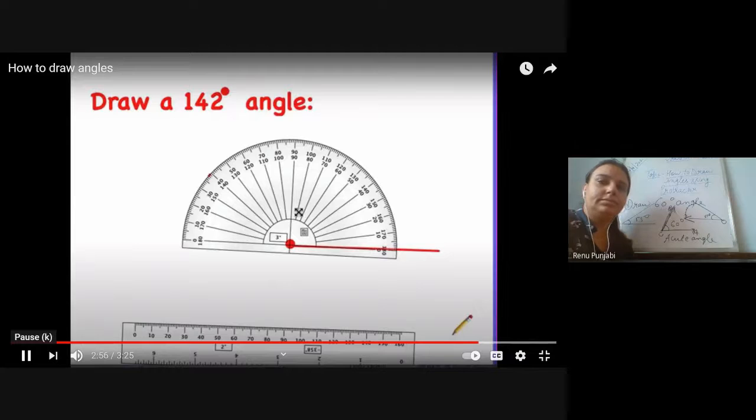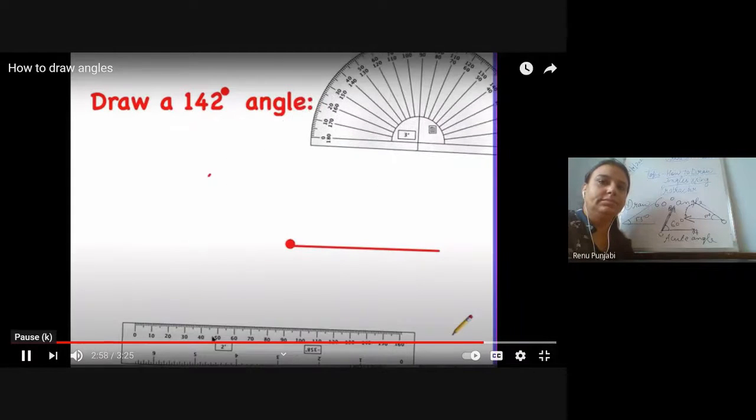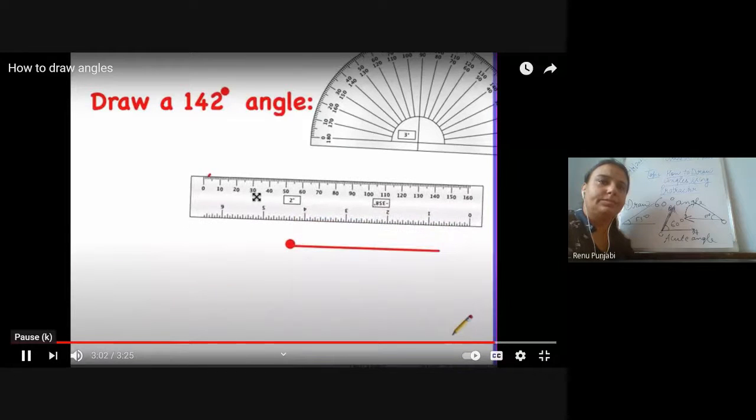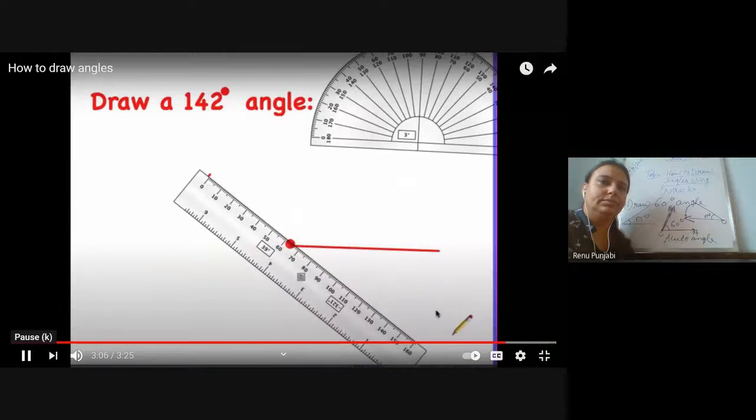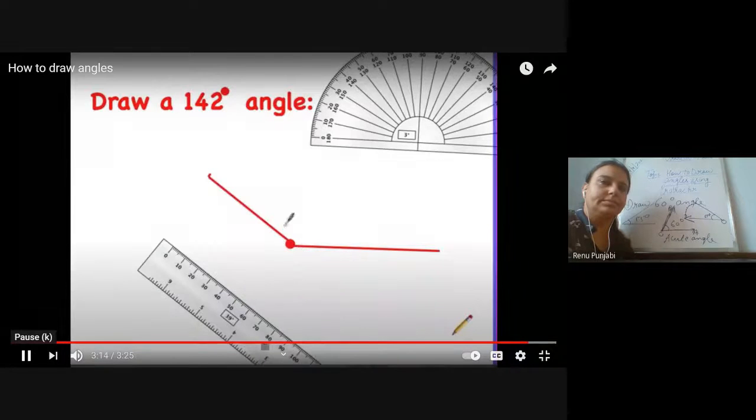So over here, I find 140, and I go up just 2 degrees from there and make a dot at 142. Now I move my protractor out of the way, get my ruler, line it up with the dot and the vertex, and I draw another straight line. And I have a 142-degree angle. The last thing I want to do is draw my directional arrow to show which angle I've measured to be 142 degrees. Now it's your turn to try some.